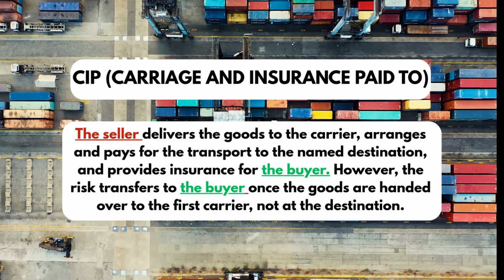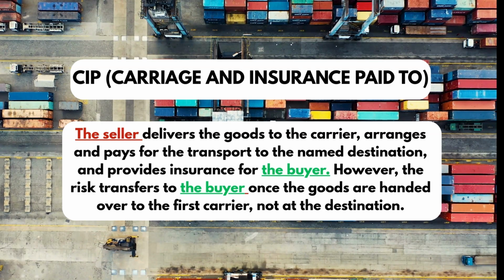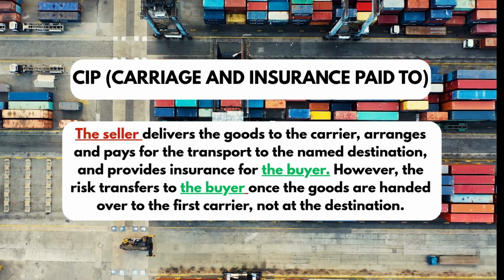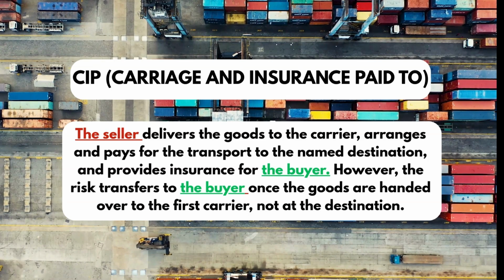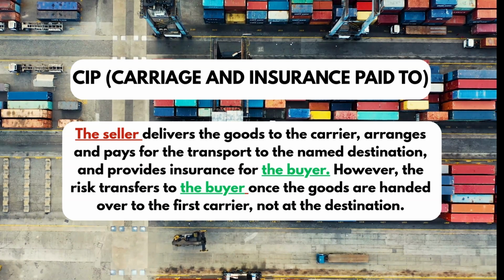CIP, Carriage and Insurance Paid To. The seller delivers the goods to the carrier, arranges and pays for the transport to the named destination, and provides insurance for the buyer. However, the risk transfers to the buyer once the goods are handed over to the first carrier, not at the destination.